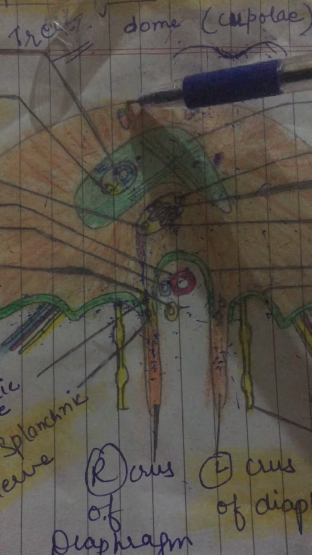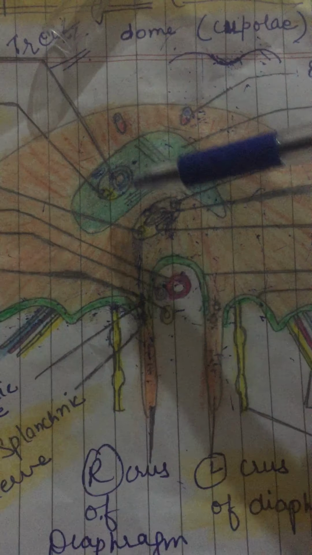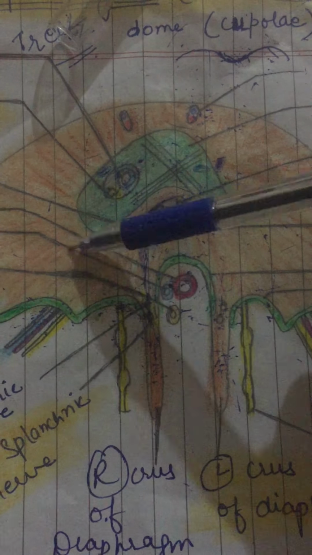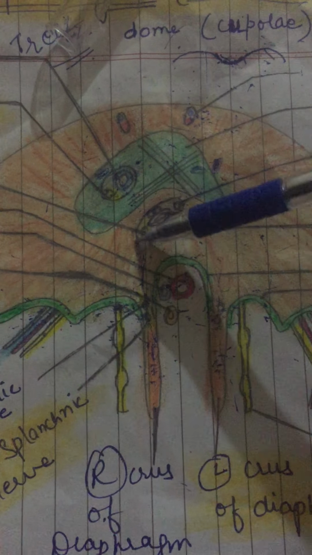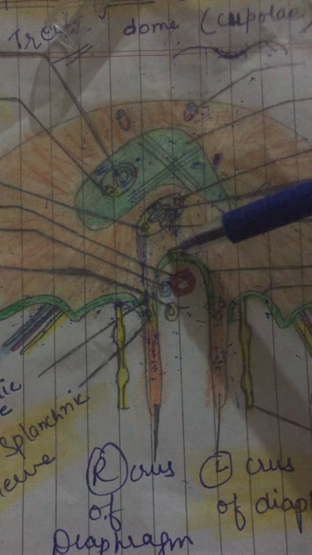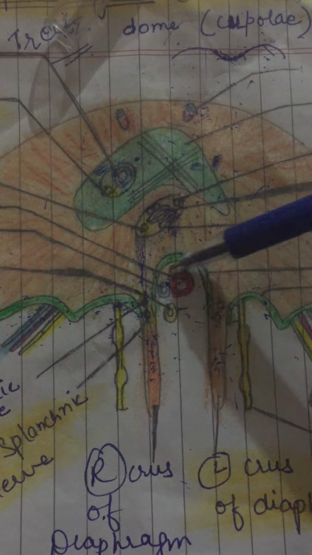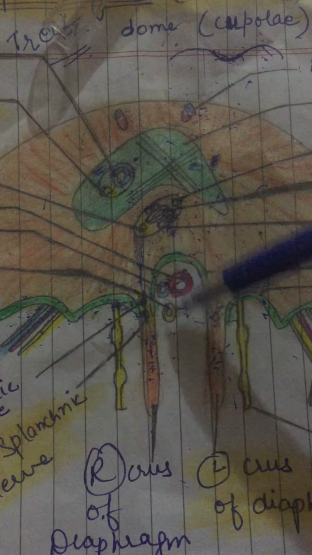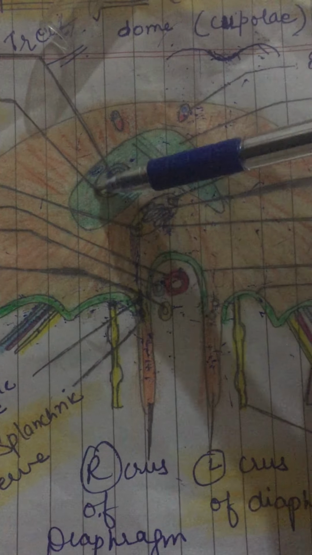Esophageal opening dilates, vena caval opening dilates during the contraction of diaphragm. Esophageal opening contracts during the contraction of the diaphragm, and there is no effect on the aortic opening. Let's discuss these openings and their contraction. This one we already finished.